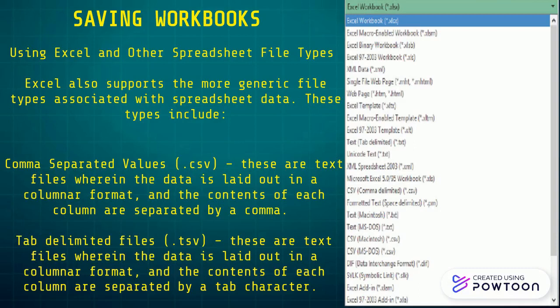Tab-delimited files, .tsv. These are text files wherein the data is laid out in a columnar format, and the contents of each column are separated by a tab character.